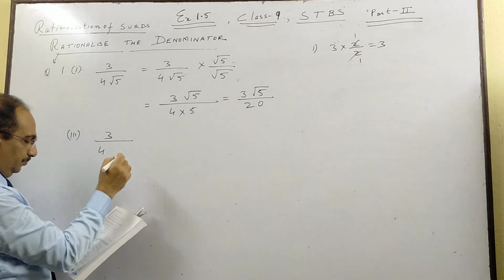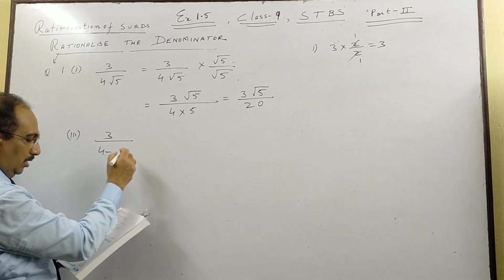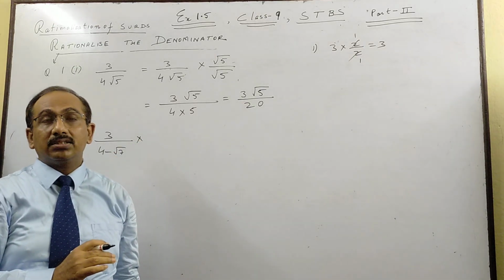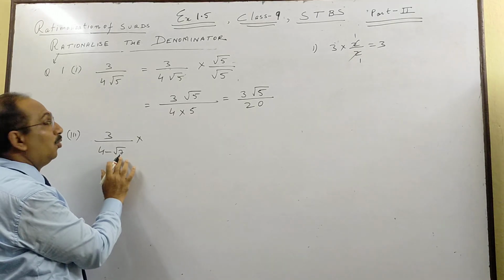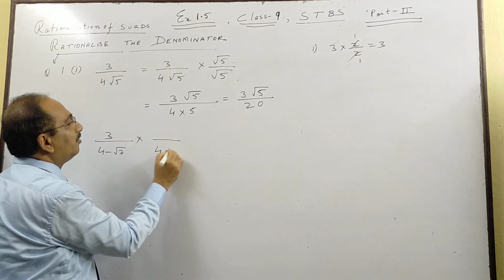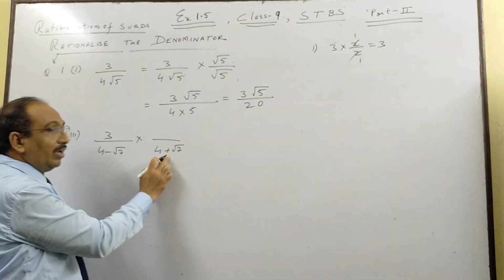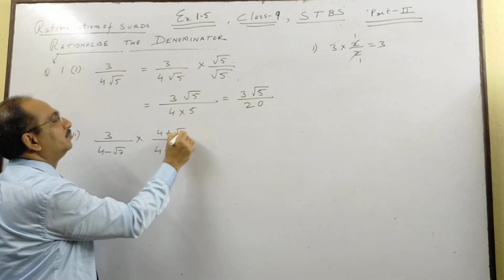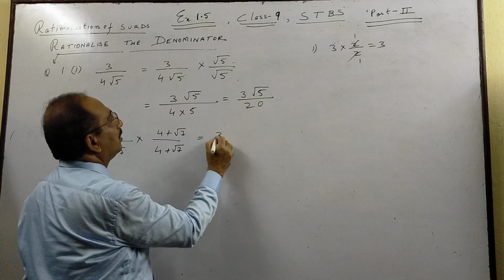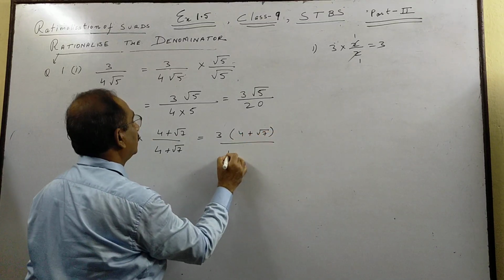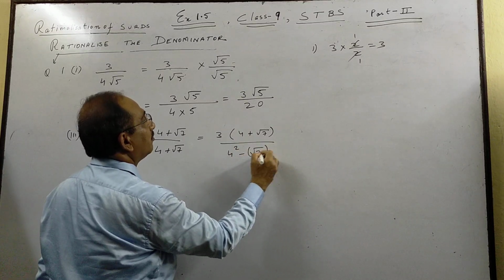3 upon 4 minus root 7. See, here we use the concept I taught you, the rationalizing factor. So if this is 4 minus root 7, you remember, if I want to get rid of this root in the denominator, I will multiply it by 4 plus root 7. But if you divide something, you have to multiply also. So see what happens. We get 3 bracket 4 plus root 7 by 4 square minus root 7 square.